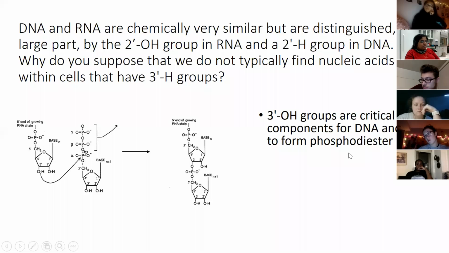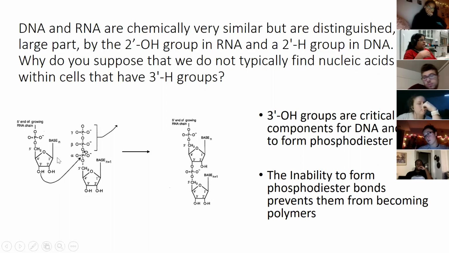So without the ability to create these bonds, you cannot make the polymer or the chain that is DNA or RNA. Does that make sense? So basically, it's because they can't make phosphodiester bonds.